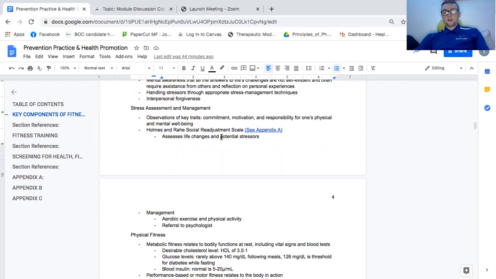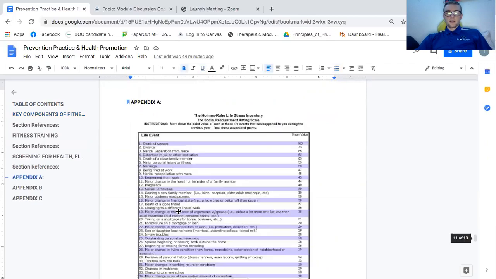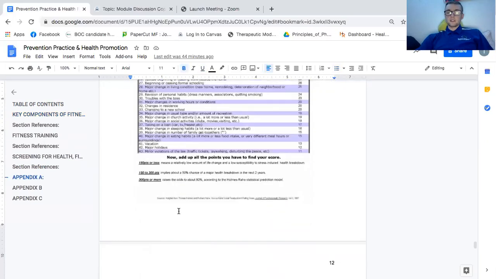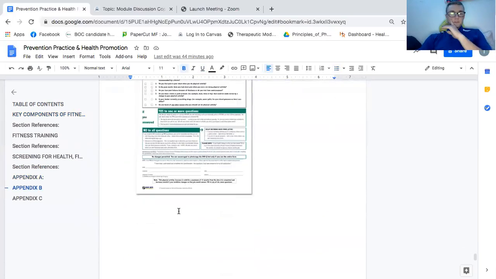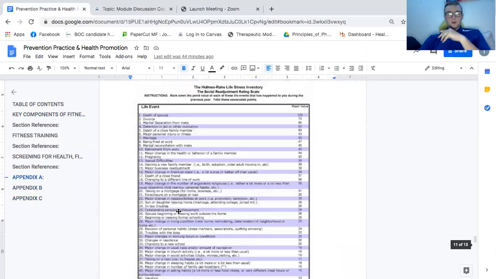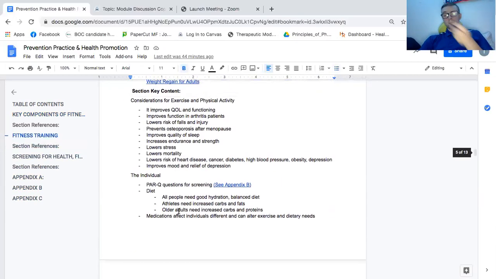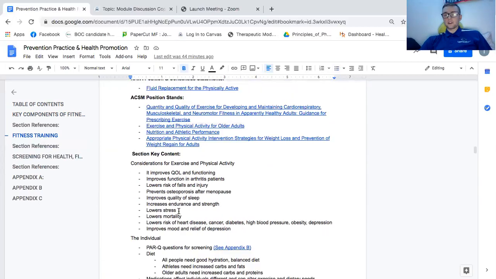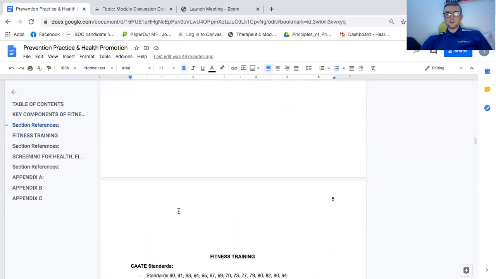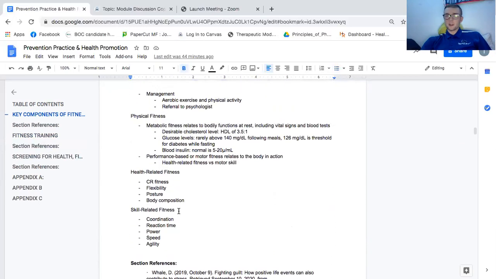So I want to look at the Holmes and Rahe social adjustment scale. I'm not sure if I said that right, so I apologize if I said it wrong. I'm going to click on see Appendix A, click on the bookmark, and right there is going to be the Holmes and Rahe. It's going to be the same thing for all three of my appendices. The three forms that I have here are very easy, very simple to choose, very easy to pull up. I'm just going to click on it.